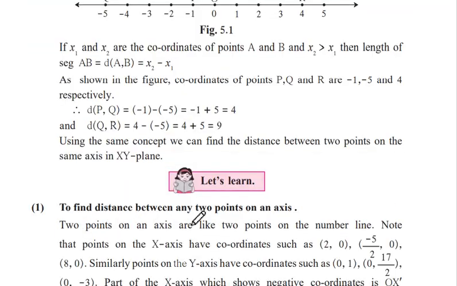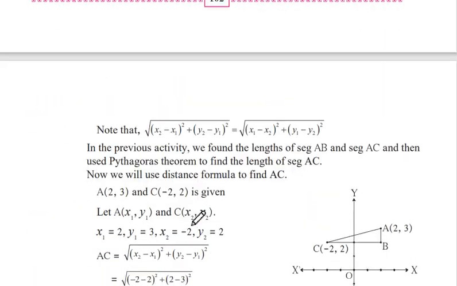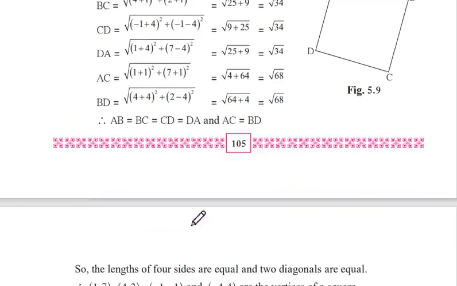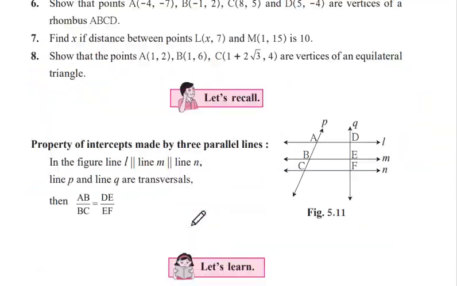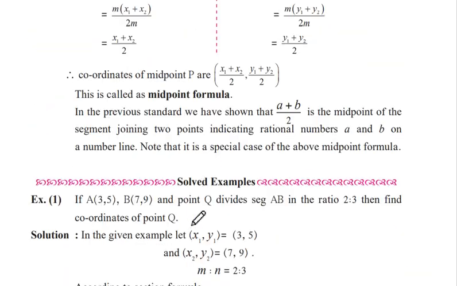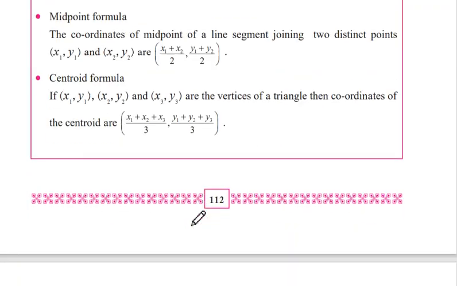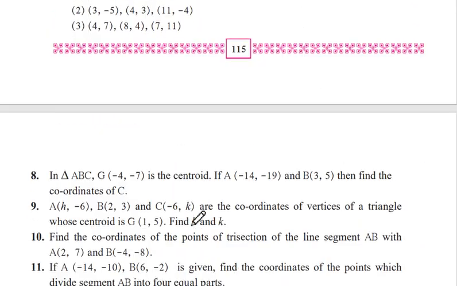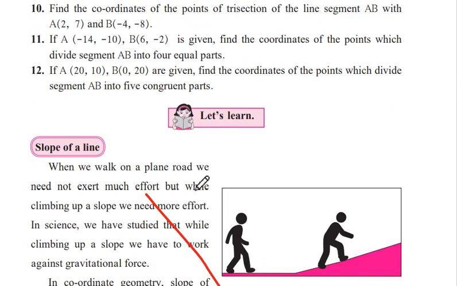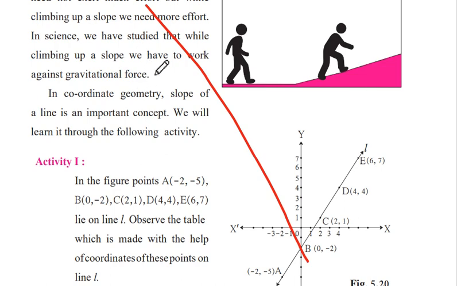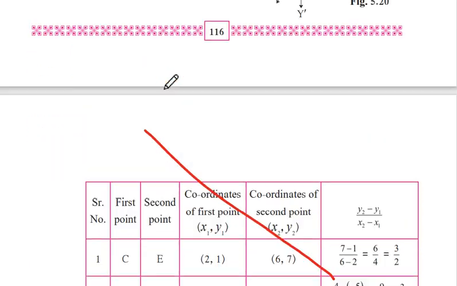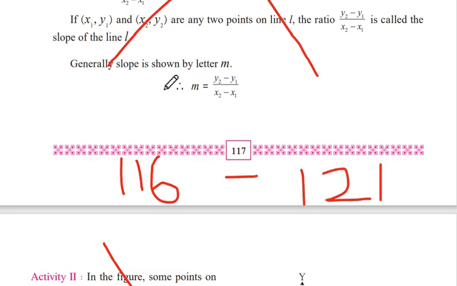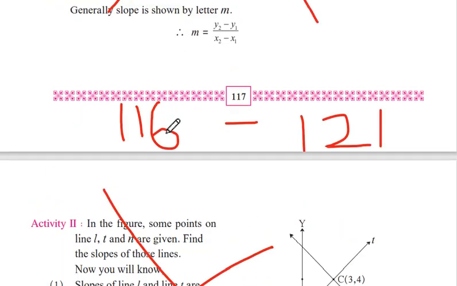Now we have to go to Co-ordinate Geometry. In Co-ordinate Geometry, we have to go directly to page number 116. In 116 you can see the slope of a line. From there you have to cancel page number 116, 117, that is page number 116 to 121. The pages have been reduced, the sums have been reduced.